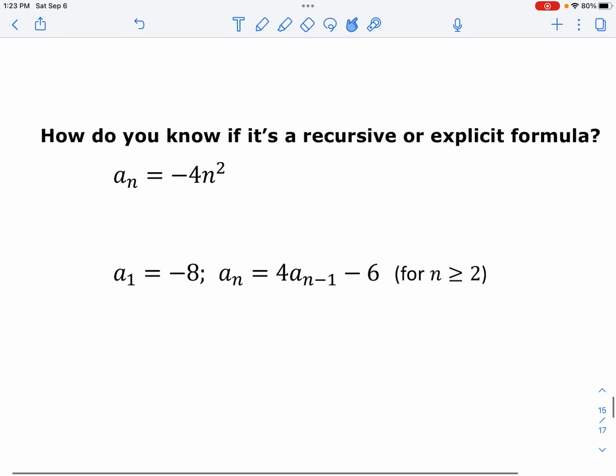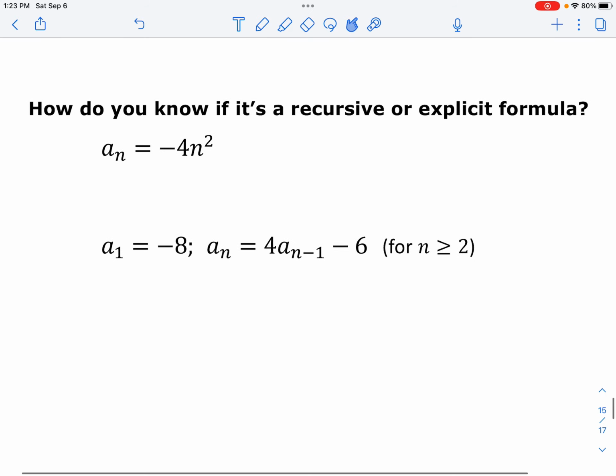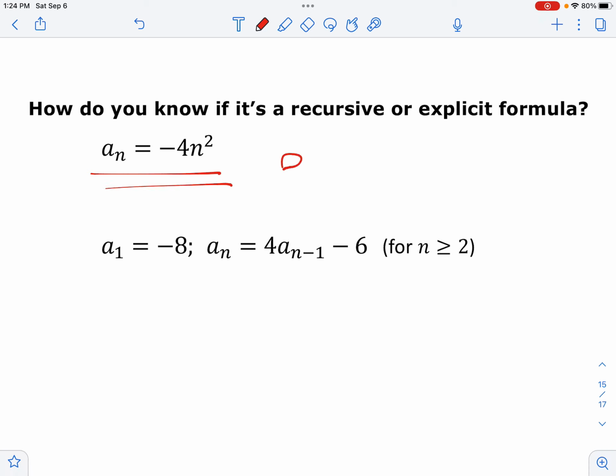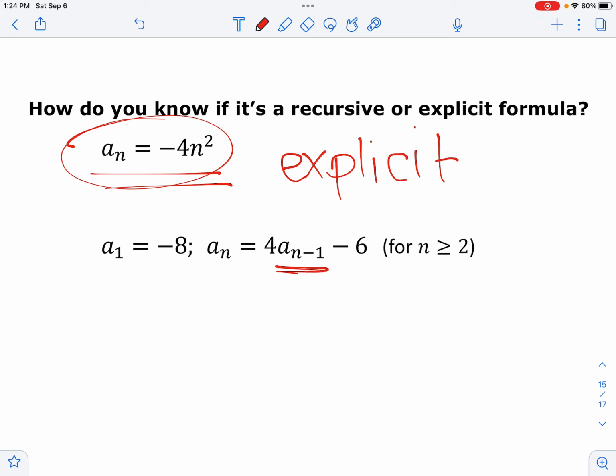One last thing is, how do you know if it's a recursive or explicit formula? An explicit formula, you're not going to see anything about previous terms. Notice this is an explicit formula just because it doesn't say anything about n-1, a sub n-1, or a sub n-2, or any other previous term. So that's kind of how you know. If you see one of these, or an n-2, or something like that, you know those are previous terms, and that's how you tell. So this has to be recursive. It also often will put this in here, but this is recursive.